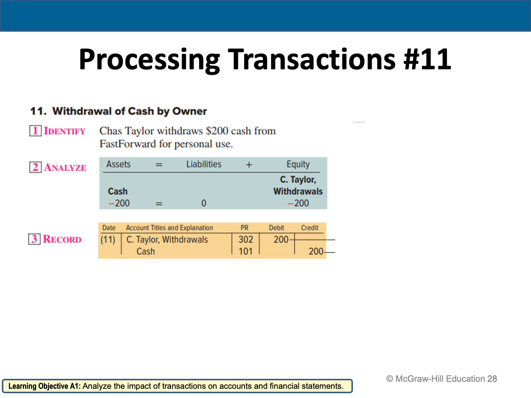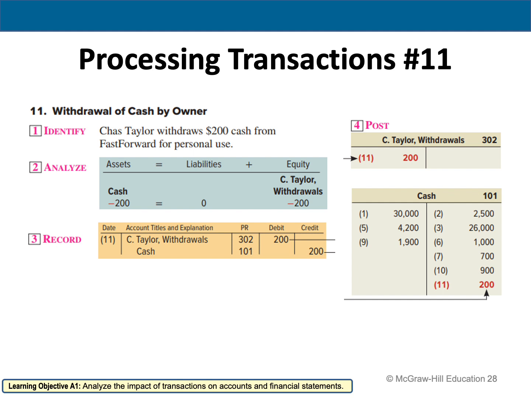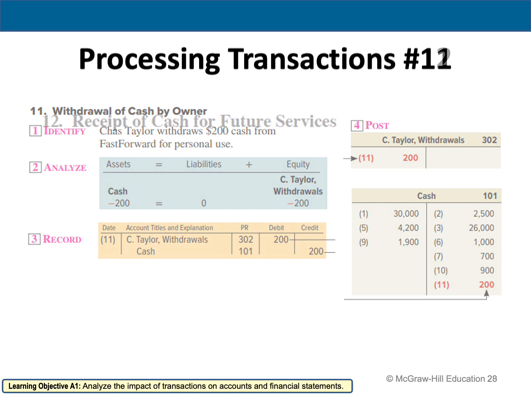So now for step number 4, I'm going to draw the T account for withdrawals and I have to record 200 on the debit side because my withdrawal increases. And I also have to draw the T account for cash, and for transaction 11 it should be recorded on the credit side, 200. Why on the credit side? Because we just withdrew money, which means my cash is reducing and it will be reduced on the credit side.